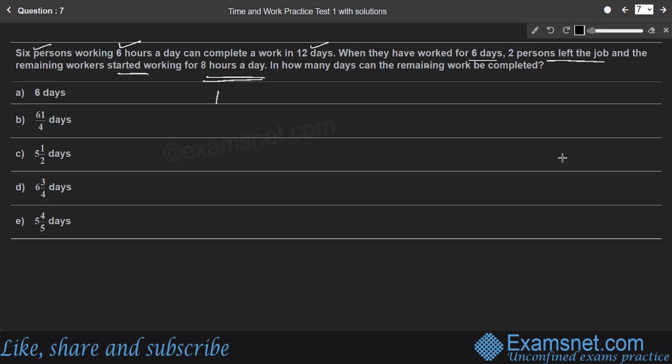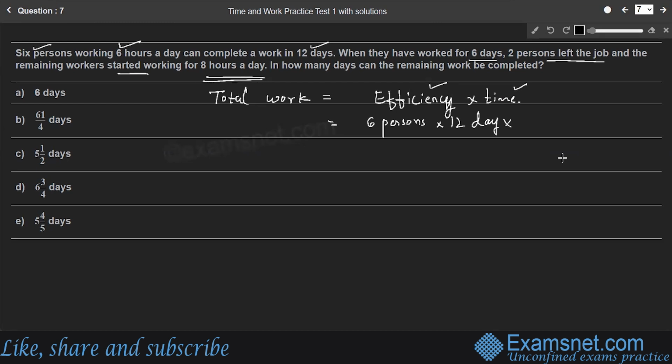Here, total work is equal to, so in this question also we are using the concept which is efficiency into time is equal to the work, right? Efficiency is nothing but the number of persons working here. So 6 persons can complete a work in how many days? In 12 days. Therefore, 6 persons into number of days, 12 days into time, right?